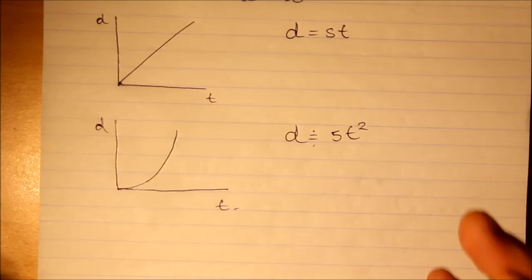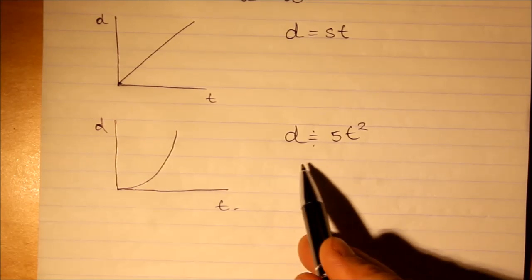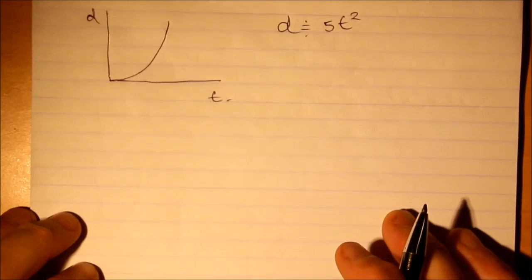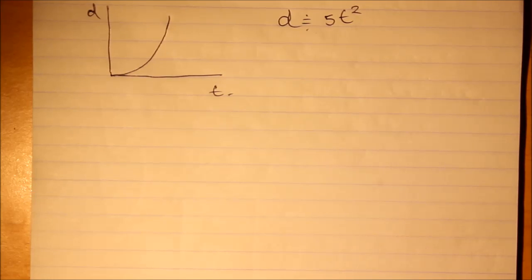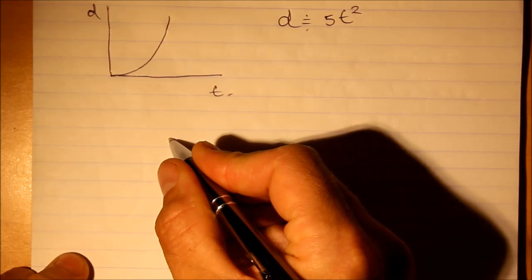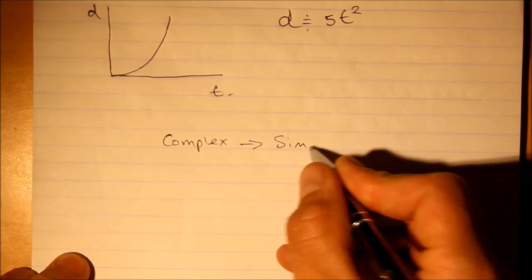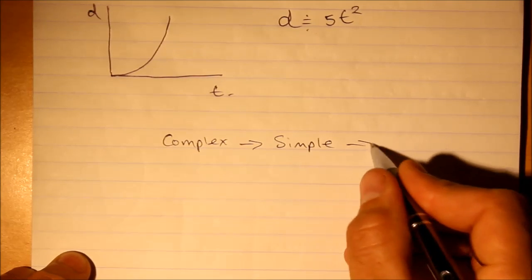So this is great if we can represent relationships as equations and solve them. Now, the thing is, it's not always simple, these relationships. Often they're quite complex, and the major skill in algebra is that we need to simplify our understanding of the relationships that exist so that we can solve it. So often we are going from the complex to the simple so that we can solve.